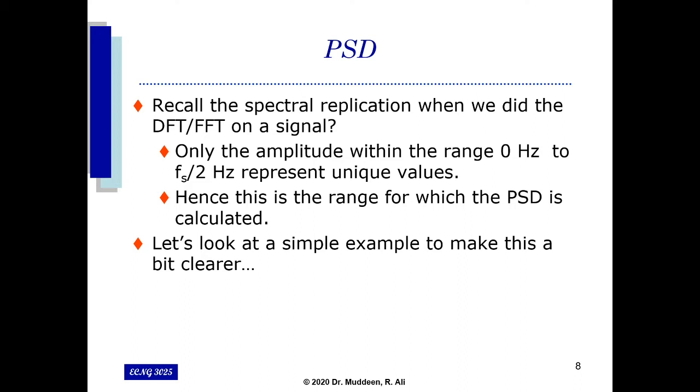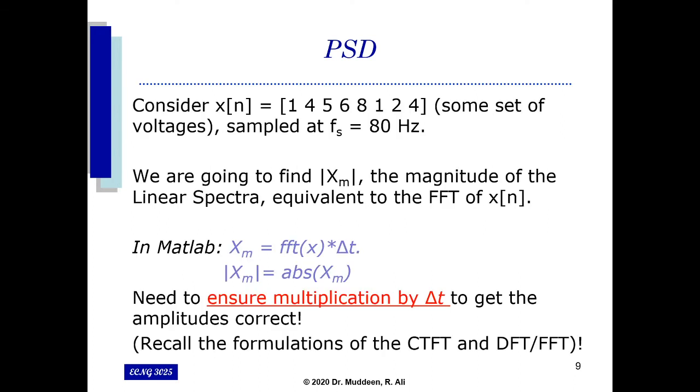So let's actually look at an example to see how this is clear. So let's say we had that input sequence there, x of n, and we have the sampling frequency at 80 Hz. And then we evaluate the magnitude of the linear spectrum, which is basically if we find the FFT of x, we multiply it by delta of t, and then we find the absolute of x of m in order to get the modulus. The MATLAB code can be seen here on the slide in order to achieve this.